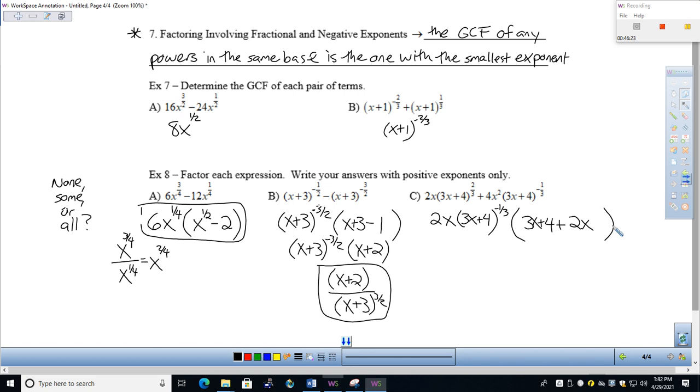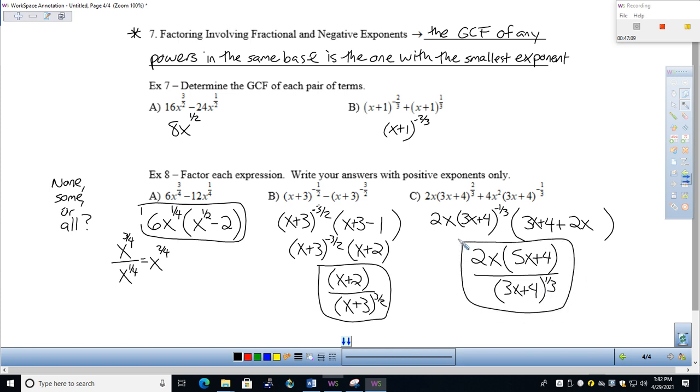And when I clean this up, everybody, watch what happens. The 2 times the x is fine. This has a negative exponent, so I'm going to deal with that momentarily. This, combining like terms, cleans up to 5x plus 4. And because that had a negative exponent, it comes to the bottom. There is your answer. Same exact expression, written in exact form, positive exponent.